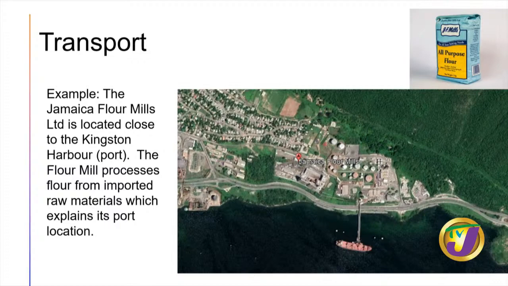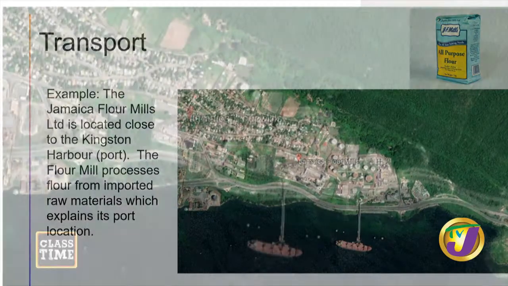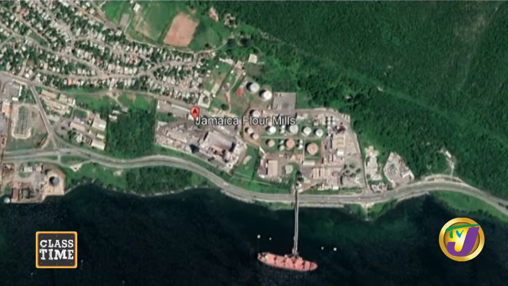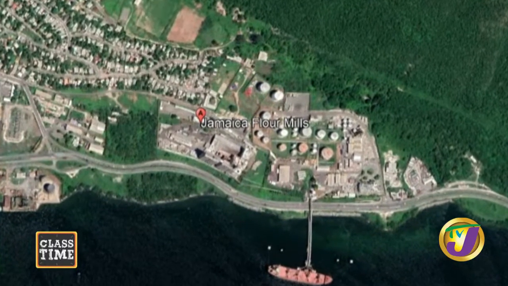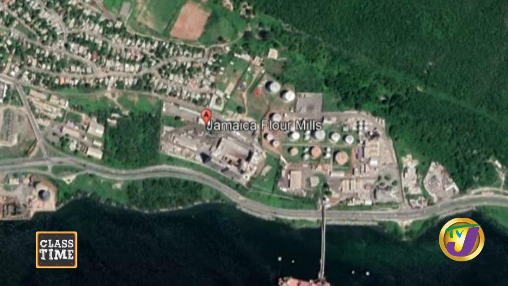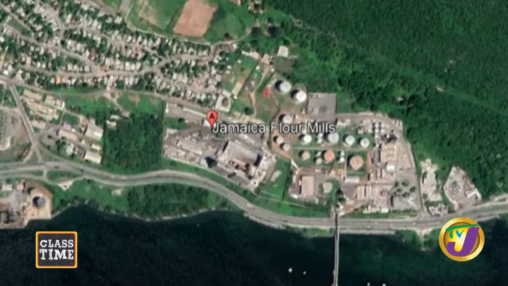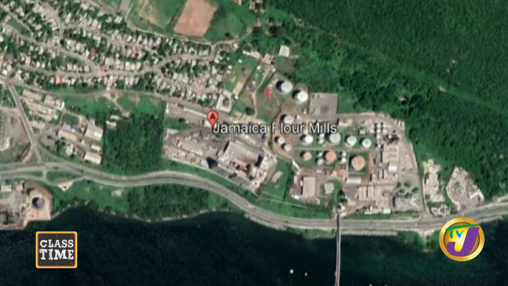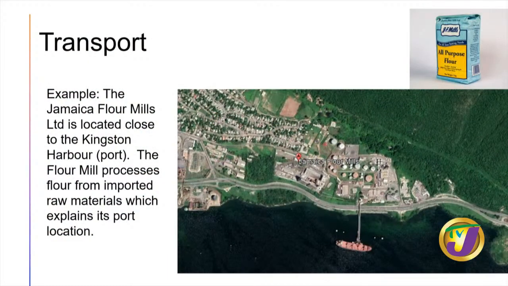Now, the Jamaica Flour Mills is located in Kingston. That plant is located along, I believe it's Windward Road in Kingston, in the southeastern section of the city, and it provides very easy access to the main markets.